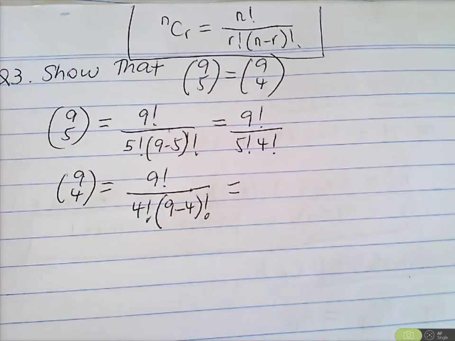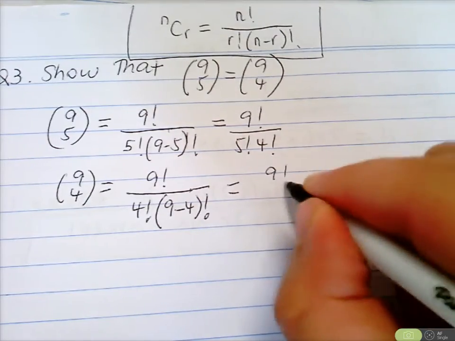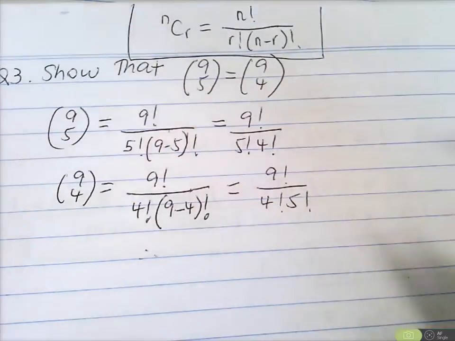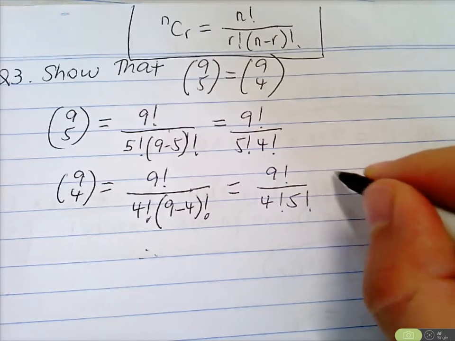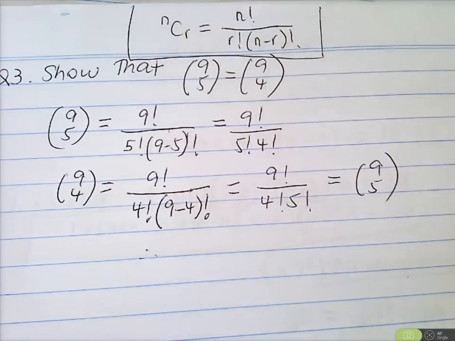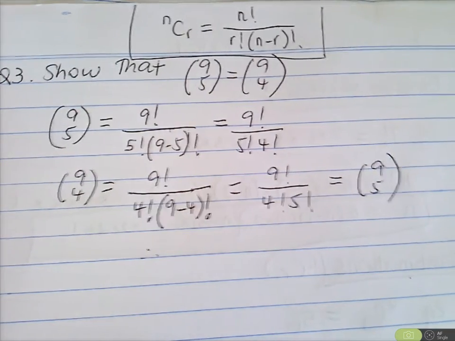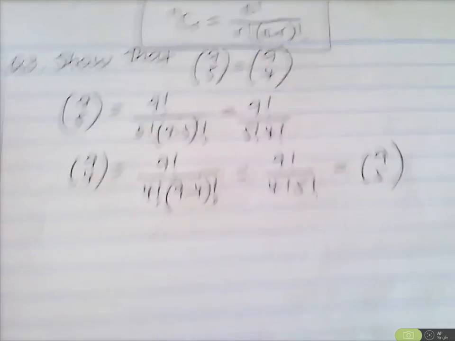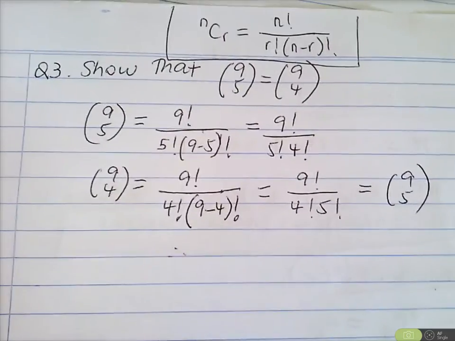Reason I'm doing it, yeah, it's fine with numbers, but later you'll be doing it with other things, all right? So isn't that 9 factorial over 4 factorial times 5 factorial? So therefore, they're the same. I'll just go like that, equals 9 on 5. Got it? All right, I'm just trying to reinforce the formula here. I know you can do it on your calculator. Let's look at another one.